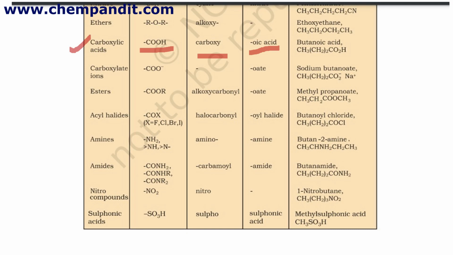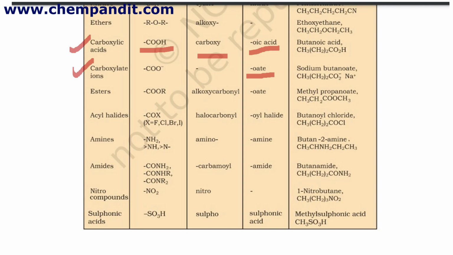Now we have one more. Suppose we have a carboxylate ion. The carboxylate ion group is basically COO negative. Basically, when a hydrogen from the hydroxyl group is taken out, then the molecule that is left behind is the carboxylate ion. And here the suffix used is oate. For example, sodium butanoate. Clear?